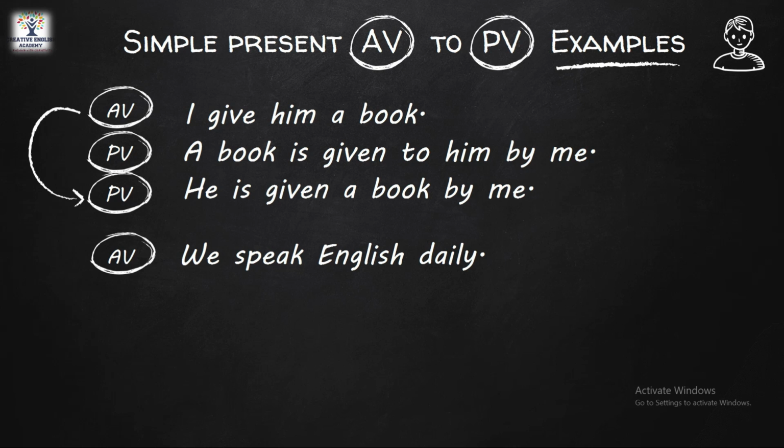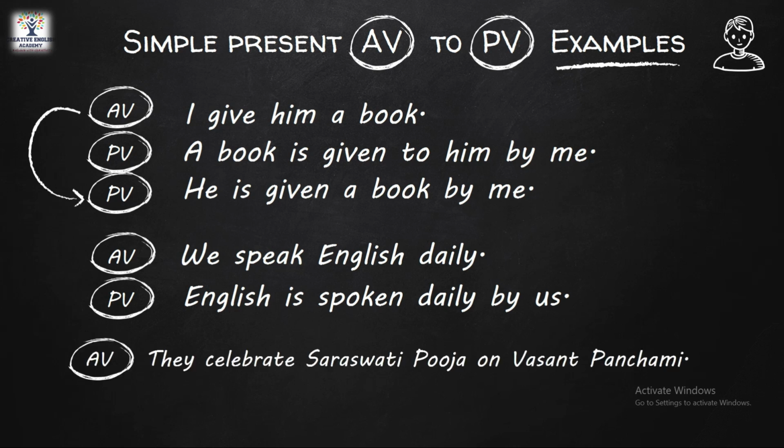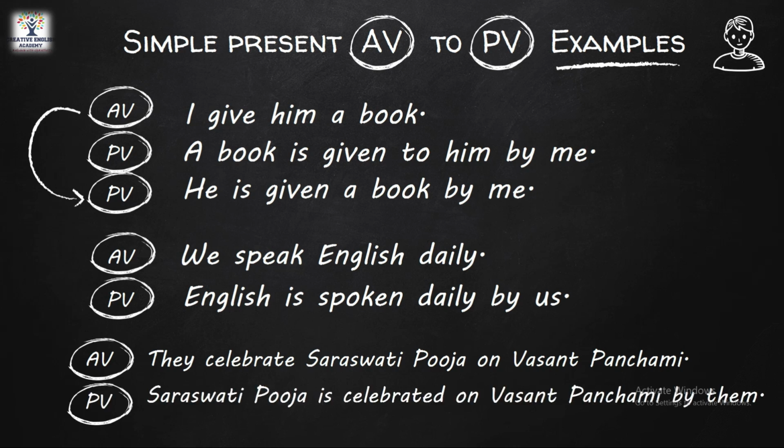Now one more example. We speak English daily. Now English is an object, so English is spoken daily by us. This is the passive answer. Now one more, they celebrate Saraswati Puja on Vasant Panchami, right? So in this example, they celebrate Saraswati Puja. So what do they celebrate? Saraswati Puja. Saraswati Puja is the object. So we can start the passive answer from this one. Saraswati Puja is celebrated on Vasant Panchami by them.